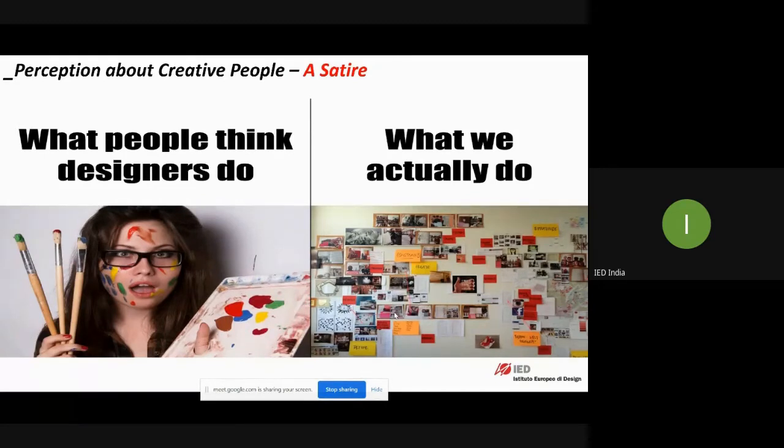Don't you think that this is very humorous? On the left hand side is what the general public would think. What we do, they think we are a painter, or we have so many brushes, we do this and that. What we actually do is on the right hand side. We do a lot of research, we do a lot of innovation, and finally we come up with the product. But unfortunately, we don't speak about it.